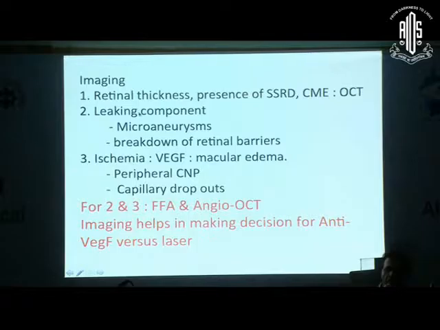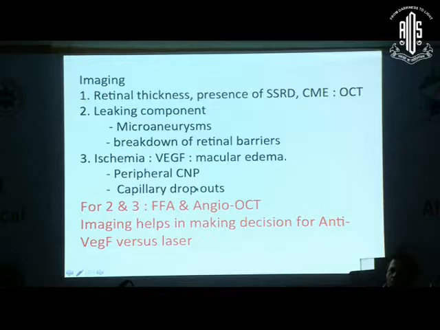We also want to see what is the component that is leaking and what is the amount of the ischemia that we have. And there is no way OCT is going to show us that, and we do understand that our age-old fluorescein angiography is still the best modality to look at the microaneurysms as well as to look at the areas of non-perfusion in the periphery or in the macula.